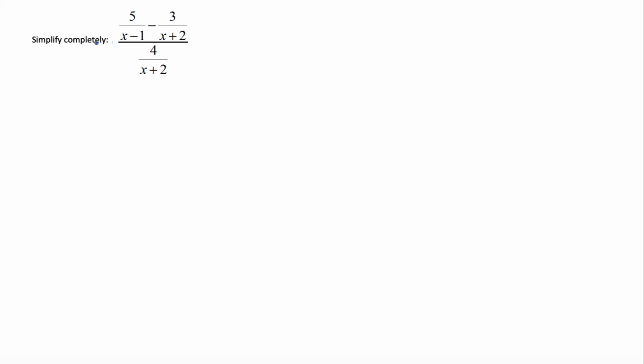All right, so we want to simplify completely. And this here is what we call a complex fraction. It's a complex fraction because we see a fraction within a fraction, right? This is the main fractional bar. And on the numerator, we see two fractions, 5 over x minus 1 minus 3 over x plus 2. And on the denominator, we have just one fraction here, right? 4 over x plus 2.